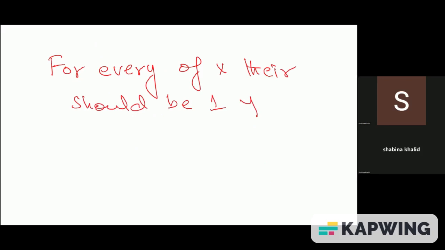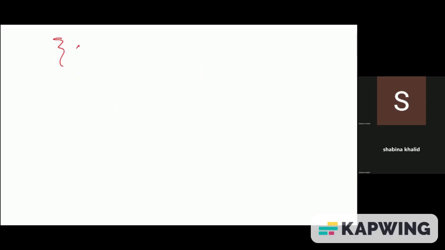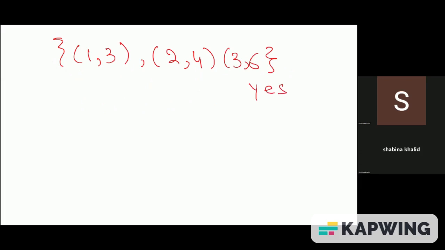Let's see an example of this. If I have some coordinates: (1, 3), (2, 4), and (3, 6). Someone can ask you, is it a function? I can say, yes, it is a function. Now I have to explain why. My answer is, I can see for every value of x, there's only one y. My y is not repeating in any case. Look, my y here is 3, then 4, then 6. It's not repeating.